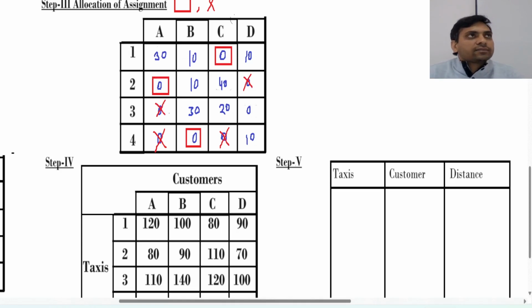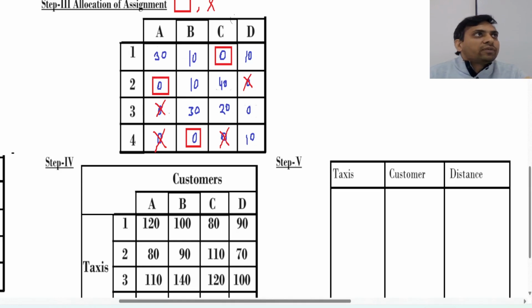So first we will select a single zero row. If no single zero row, then we will search for a single zero column. If no single zero row and no single zero column, then in that situation we will select any zero and put a box on that, and then cut the other zeros of the corresponding row and column. And now you will see only 1 zero. Now in the whole table you have only 1 zero.